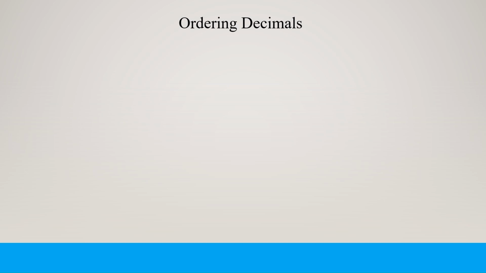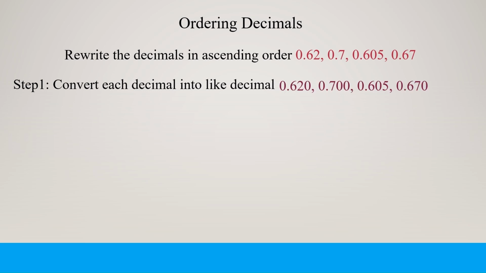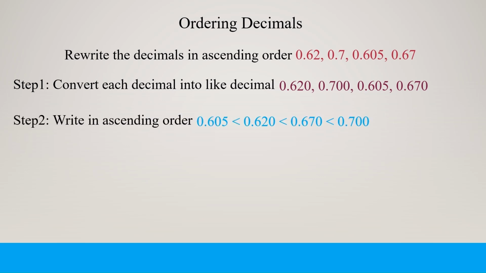Next, let us take one question on ordering decimals. Rewrite the decimals in ascending order: 0.62, 0.7, 0.605 and 0.67. Step 1. Convert each decimal into like decimal. Now since the maximum is 3 places of decimal, 0.620, 0.700, 0.605, 0.670.